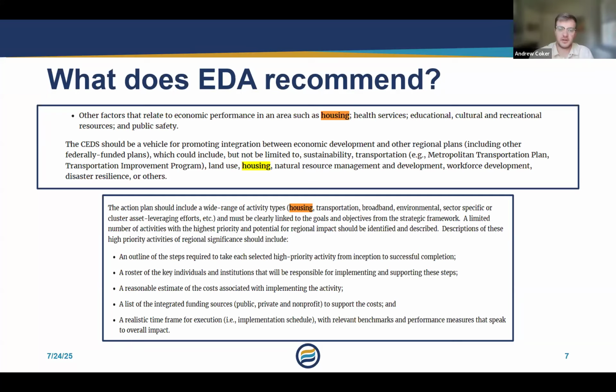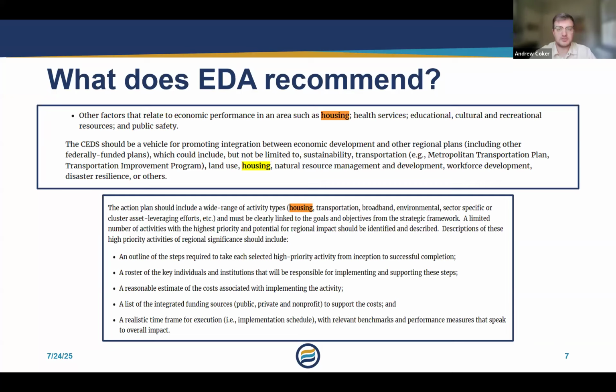If you look at the current CEDS content guidelines, there are a few places that stand out to me where housing is mentioned, and we can talk through what that means for you on the ground. The first bullet point basically says, what should EDDs talk about in the CEDS? And it says other factors that relate to economic performance, such as housing, health and services, educational, cultural, recreational resources. So that's an obvious given that the CEDS has to incorporate some element of housing if the EDD feels that it impacts the economic performance of their region, which it naturally does.